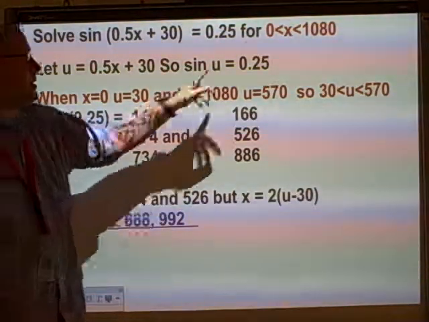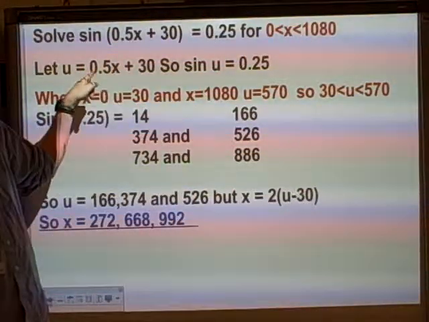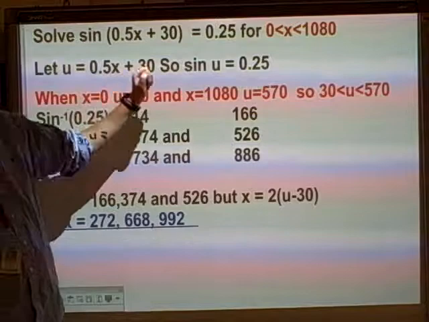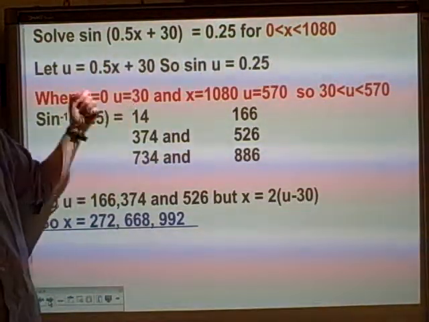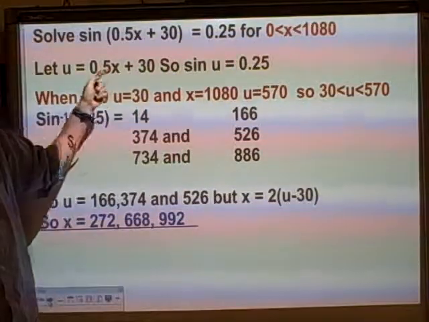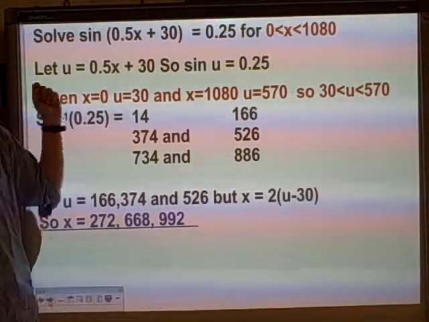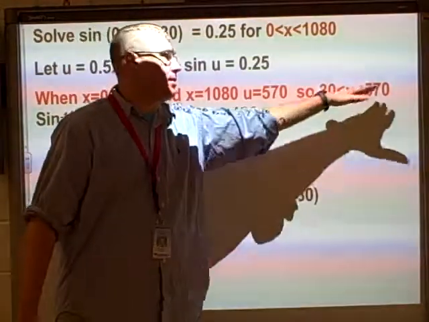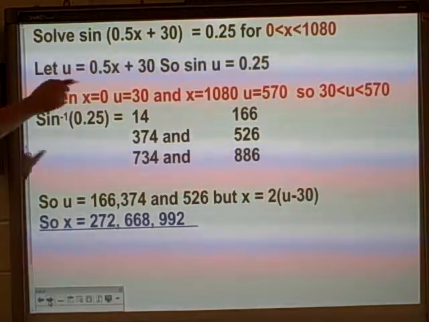So our original limits here are 0 and 1,080. So if we substitute those x values into this formula here, we can find the u values. So 0.5 times 0 plus 30 is going to give us 30. If we plug 1,080 into here, a half of 1,080 is 540, plus 30 is 570. So our limits become between 30 and 570. Now we can go back and solve this question.